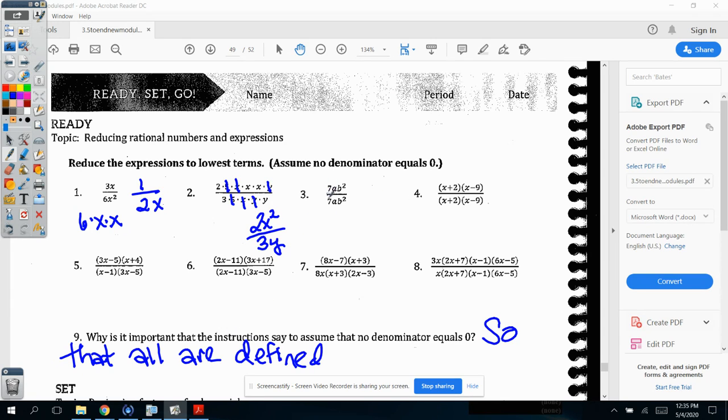Here, you would have the 7 simplify out to equal 1. The a's will simplify out and the b squared. So this guy, it doesn't equal 0. When everything simplifies out, you have a whole bunch of 1s being multiplied together.